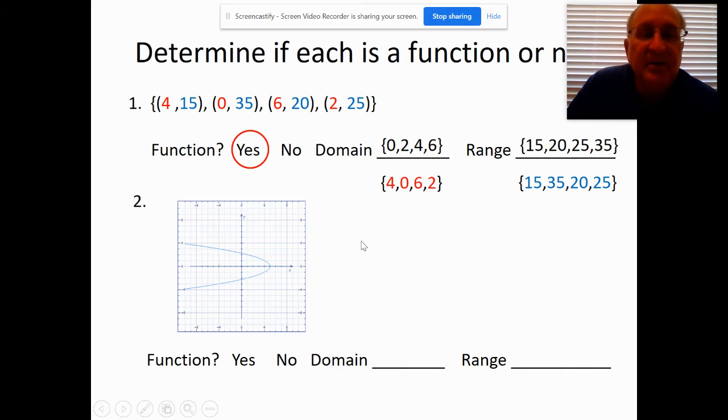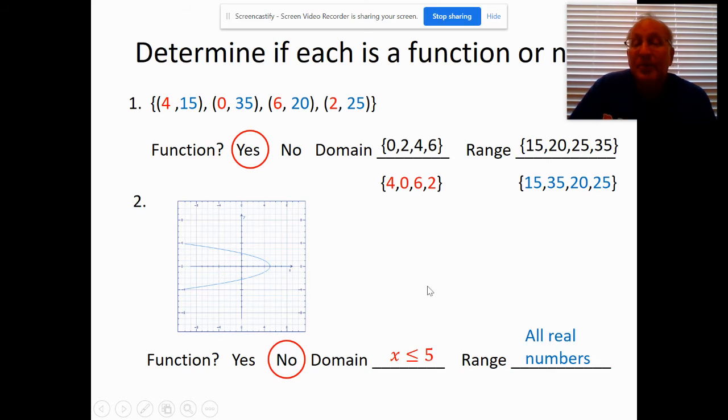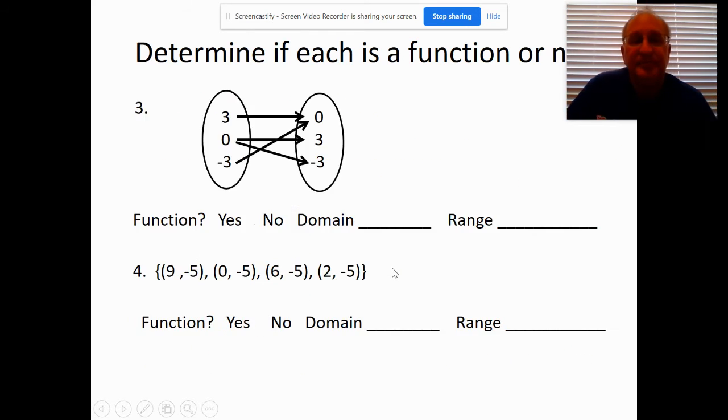Let's look at the second function. The second one would not pass the vertical line test, so I know it's not a function. If I draw a vertical line up and down through it, it would hit the line in 2 spots, so I know it's not a function. But the domain looks like to me it's all the numbers less than or equal to 5. And the range, I want to put all real numbers here because even though we can't see it, this is a graph where it would go to infinity and beyond, and the numbers would surge up.